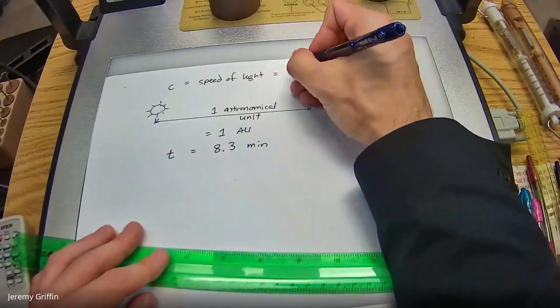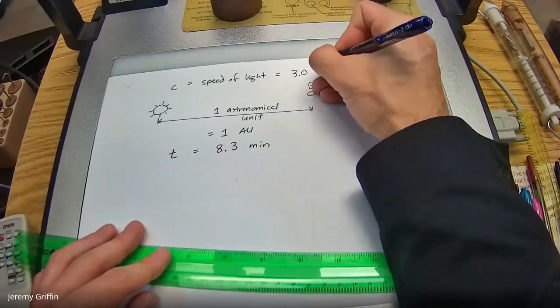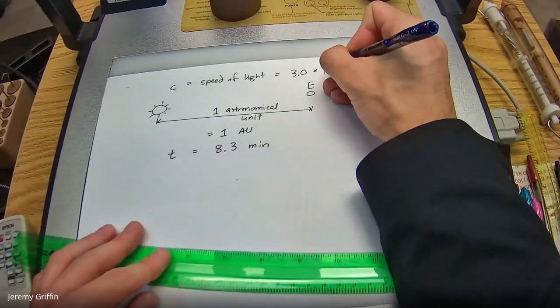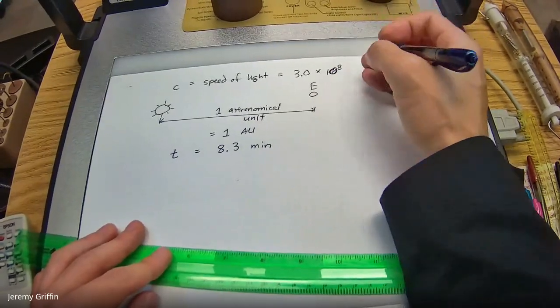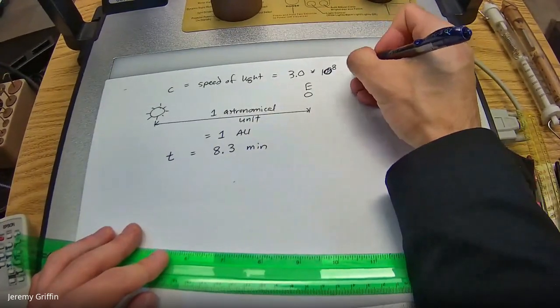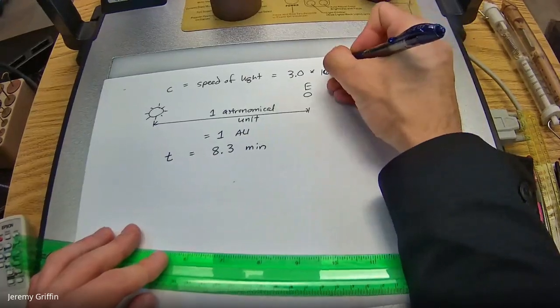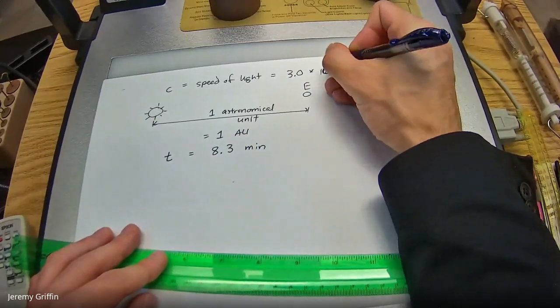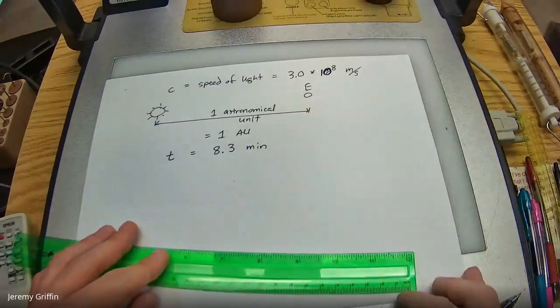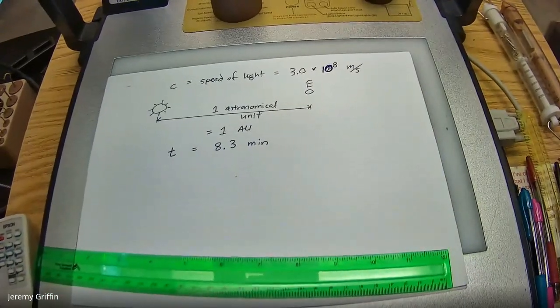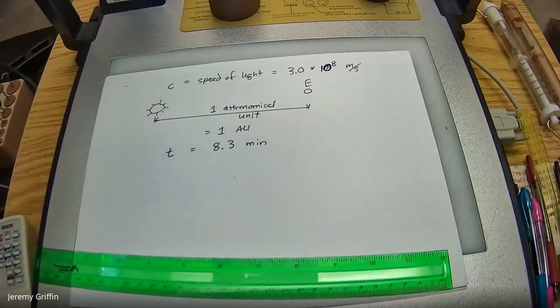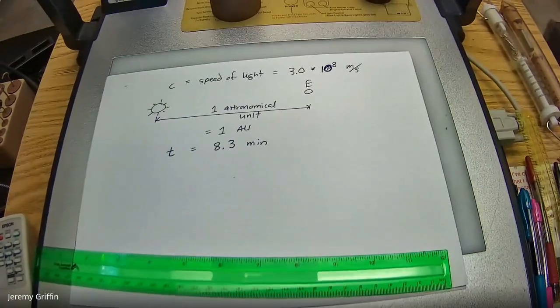Okay. So 3.0 times 10 to the 8. 10 to the 8. You guys know the scientific notation, right? Meters per second. 3 times 10 to the 8. Okay. One of you could solve that first. Who could tell me, say, how many meters or how many kilometers are between the sun and the earth?